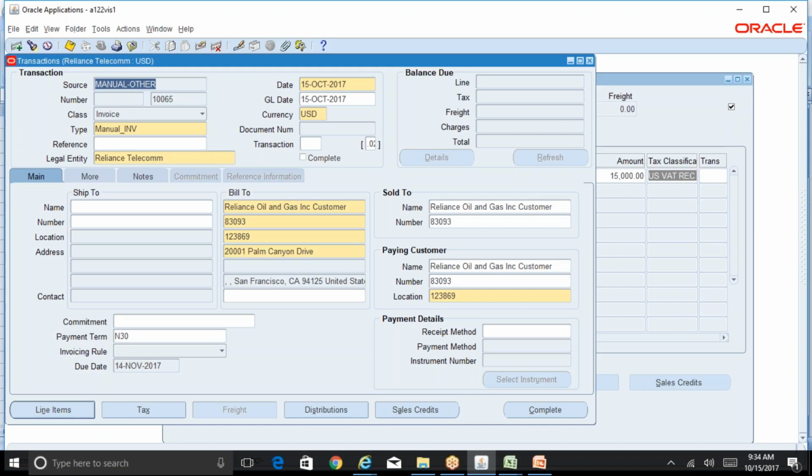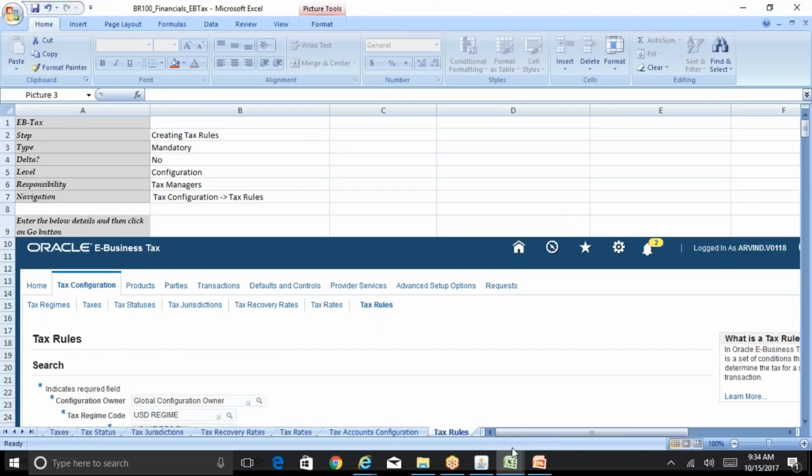Okay, if I understand it correctly, since we defined 3 different levels in the EB tax setup for that country, the transaction is considering the 3 types eligible for this transaction. So it has 3 lines in the tax details. Okay, provided.